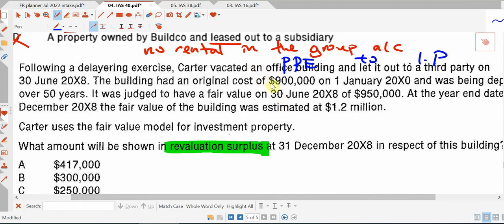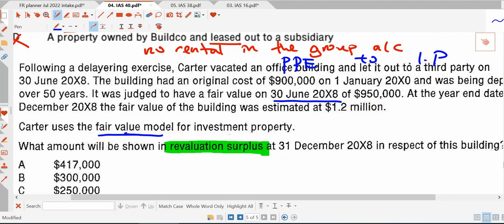This is the rent out data. At the date of June exit, at the point of renting it out, it had a fair value of 950,000. But come to year end, the fair value has increased further to 1.2 million. And they're going to use the fair value model for investment property. Now, I need you to look at the screen for a while. PPE to investment property, and the investment property is fair value model.